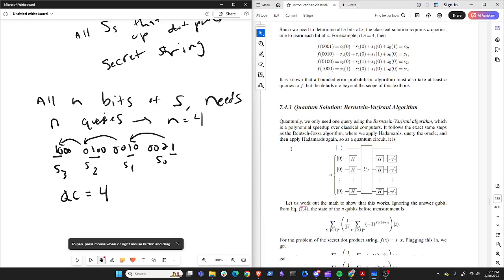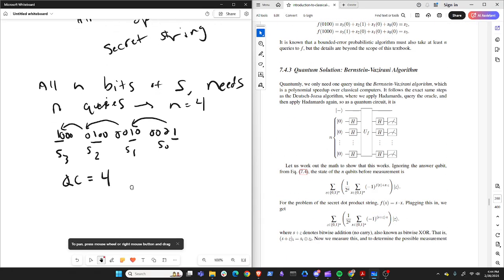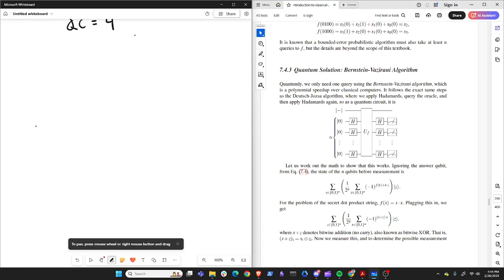So the quantum solution only has a query complexity of 1. It follows the exact steps of the Deutsch-Jozsa algorithm. Once that approach was identified, it can be applied to a lot of different problems, because the phase kickback that we saw with Deutsch-Jozsa gives it a lot of flexibility. This approach can be used in a lot of different algorithms.